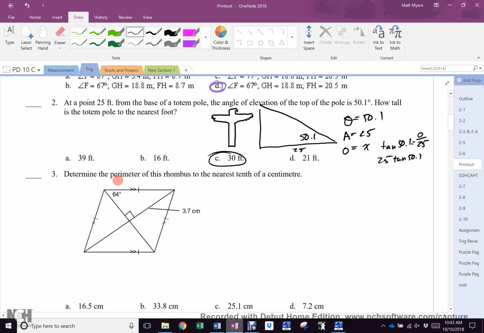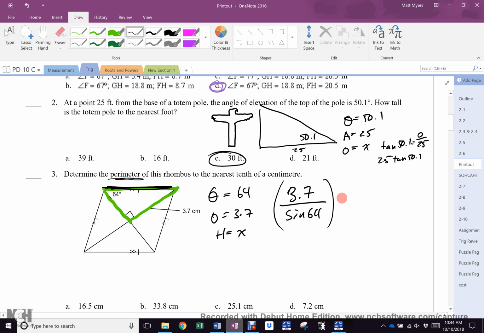Next, determine the perimeter of this rhombus. What shape is that? A triangle. What side of the triangle is that? Hypotenuse. Theta equals 64. Opposite equals 3.7. You need a hypotenuse of x. 3.7 divided by sine 64. And you needed how many of those? 4 of them, because it's a perimeter.